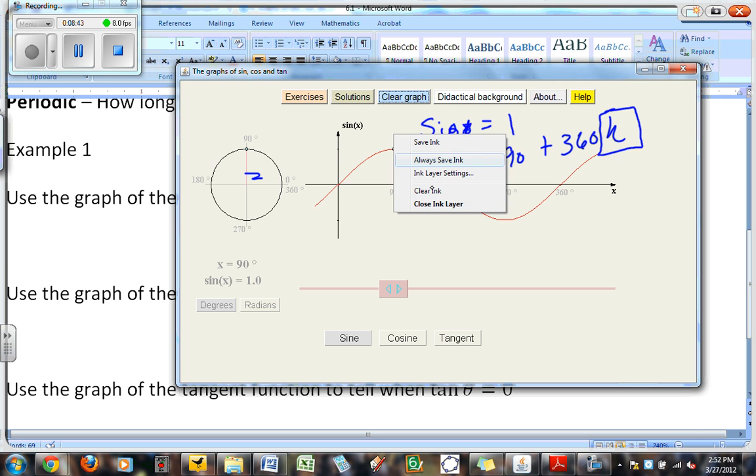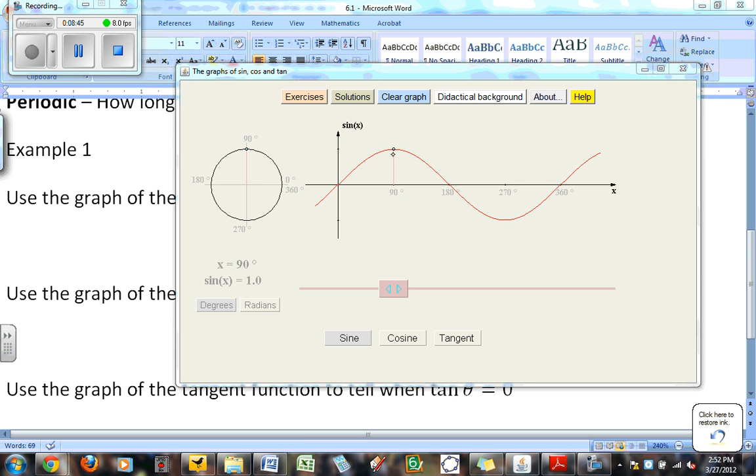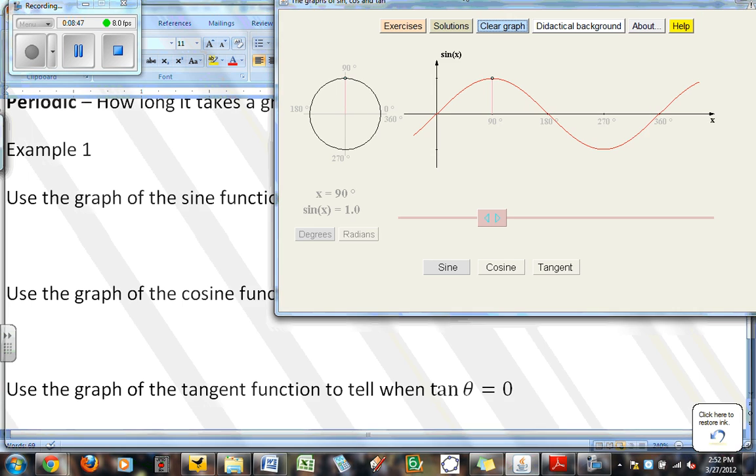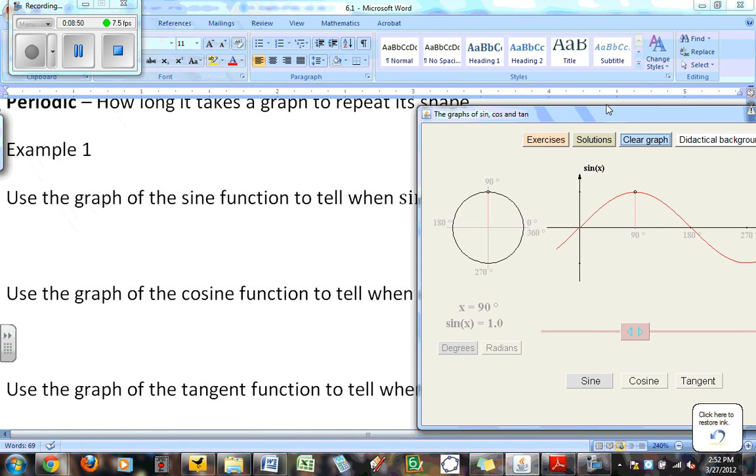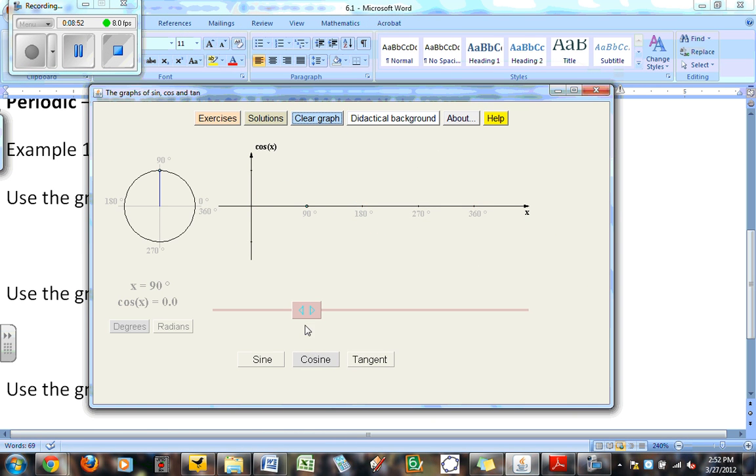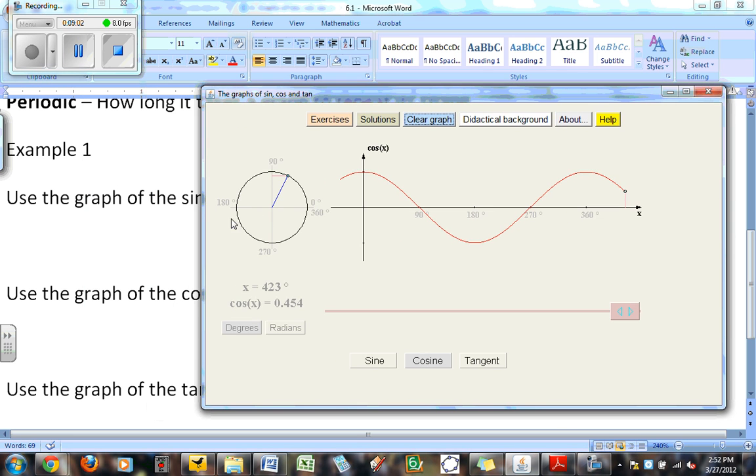Let's clear this here and answer the rest of our questions. The rest of our questions are pretty simple, I think. It says use the cosine function to tell when cosine equals 1. All right, so let's look at the cosine graph. When does cosine equal 1? Well, it equals 1 at 0, and then 360, and then 720, and so forth. So we could write it as 0 plus 360k again, because our period is 360.